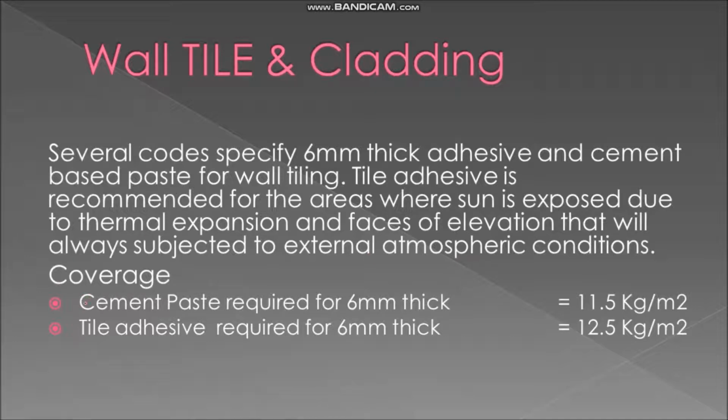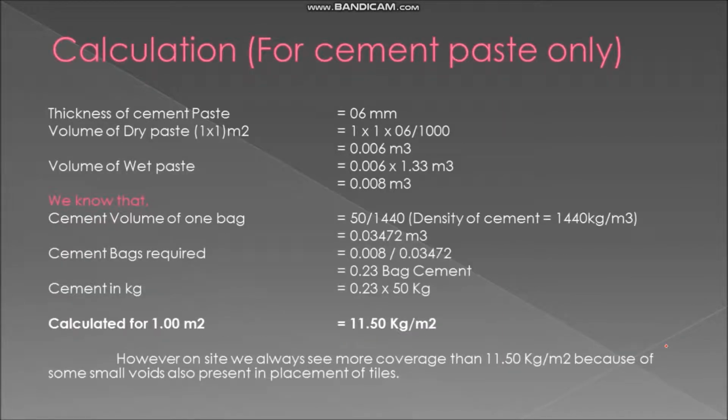Coverage. Cement paste required for 6 mm thick is 11.5 kg per square meter, and tile adhesive required for 6 mm thick paste is 12.5 kg per square meter. Meaning 12.5 kg of adhesive is required for 1 square meter of area. For 3 mm thickness, you can make it half, that will be 6.25 kg per square meter.